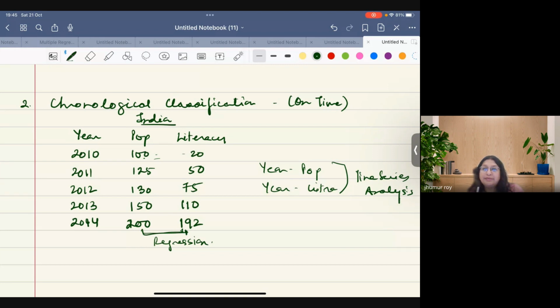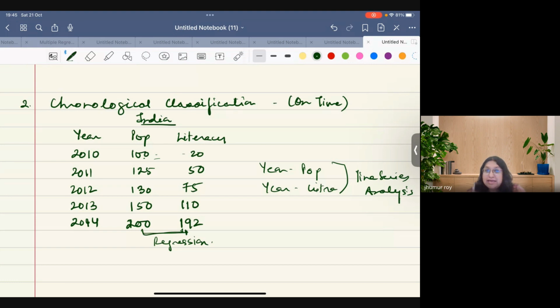Previous slide. Okay, let me just finish this, Ravi, then I'll go back to the previous slide. So if you understand over here, as I said, if with year you want to see how changes are taking place, then it is called time series analysis. Under time series analysis, you will be studying, with changes in year, has population increased, with changes in year, has literacy increased. So this is time series.